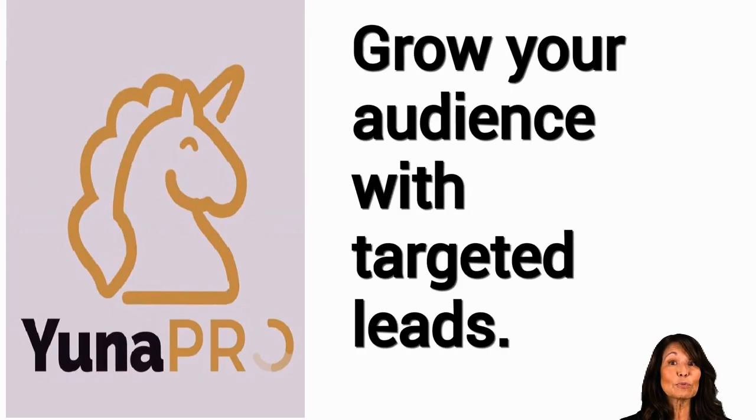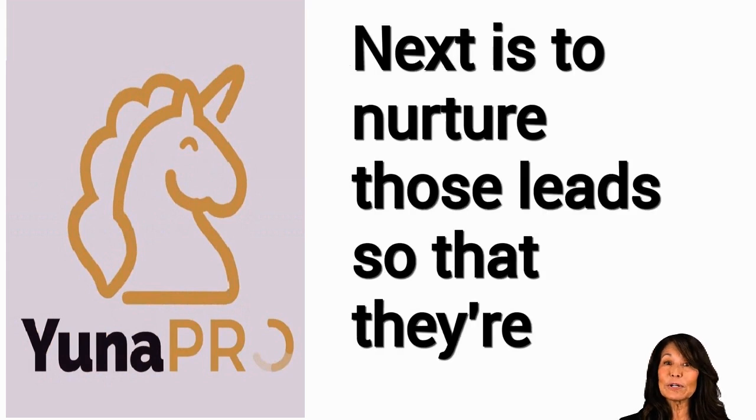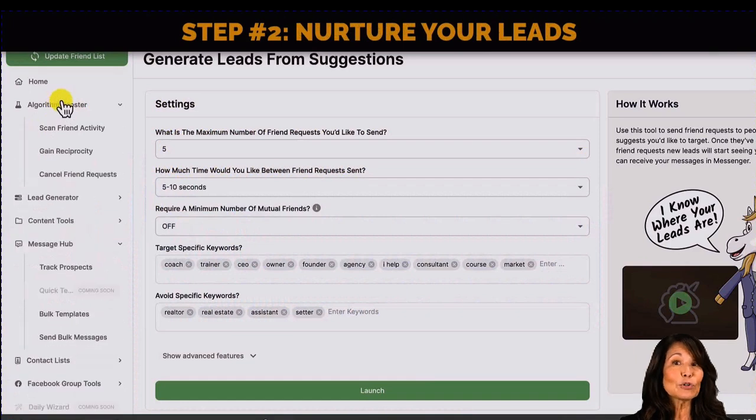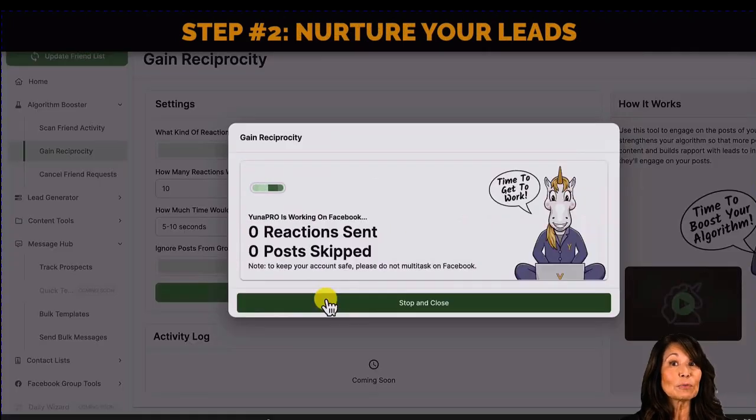So that's the first step in the YunaPro system, grow your audience with targeted leads. Next is to nurture those leads so that they're ready to buy from you. Let me show you. Back over here in YunaPro, we're going to go back to the algorithm booster. We're going to choose something called gain reciprocity. What this tool does is it goes out into your Facebook feed and it finds the posts of your leads and engages on them for you. And this does a couple of really cool things.